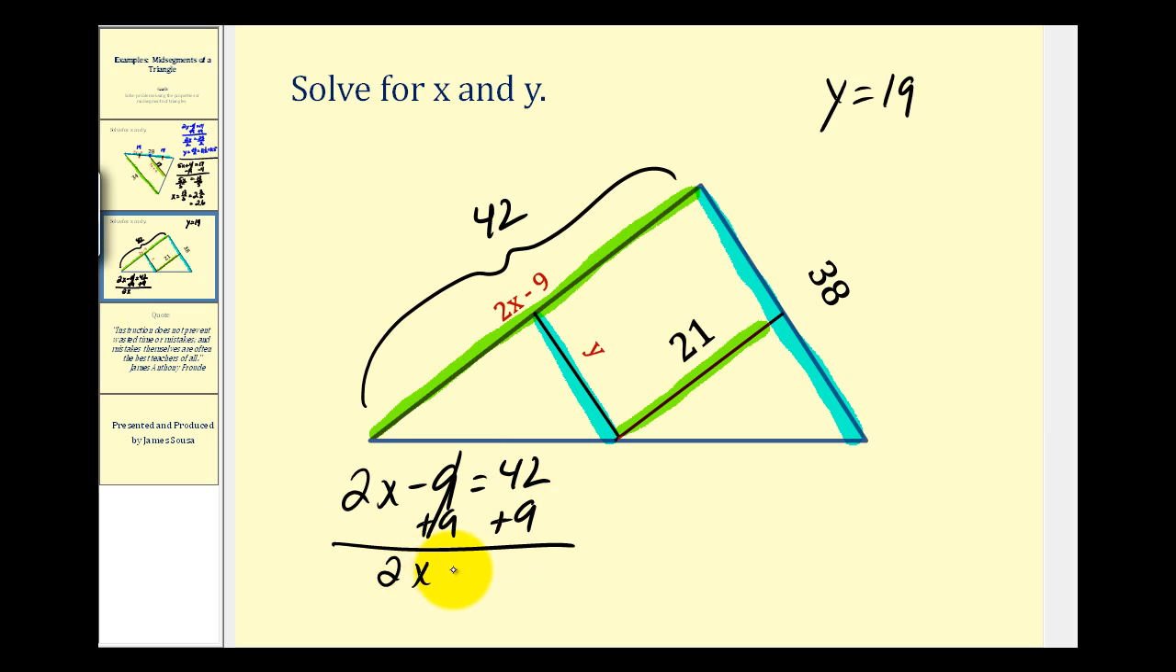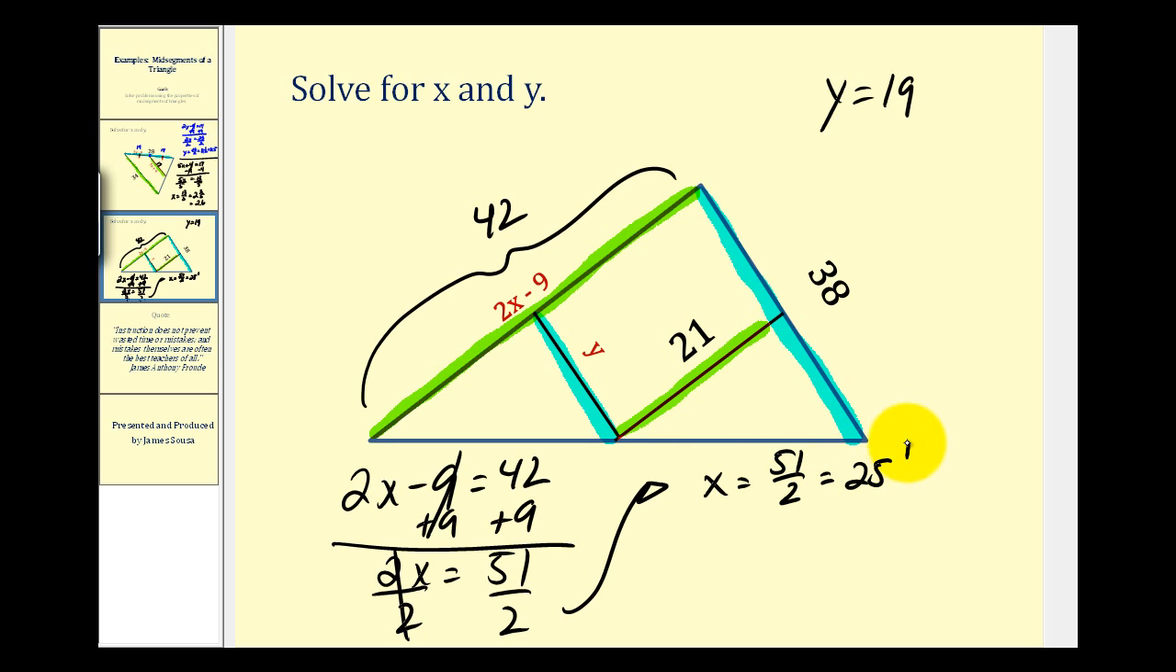So we'll add 9 to both sides. We'll have 2x equals 51. Divide both sides by 2. So we'd have x equals 51 halves. Well, there's 25 2's in 51 with the remainder of 1, so 25 and a half, or 25.5.